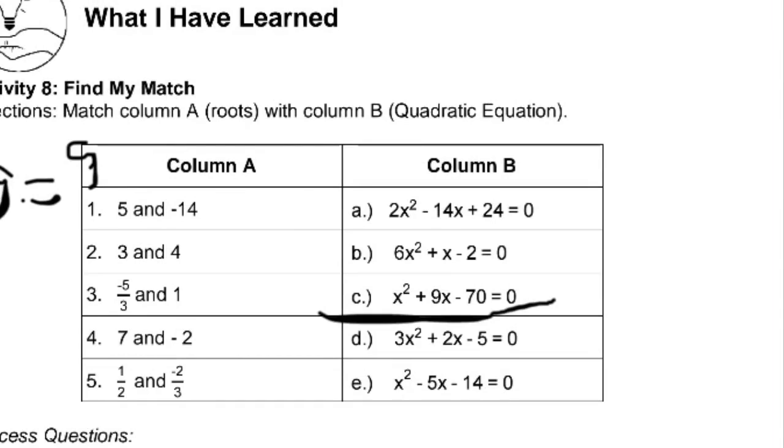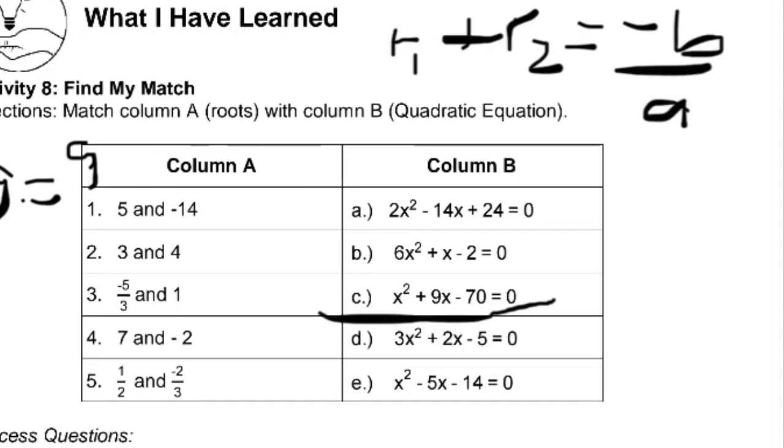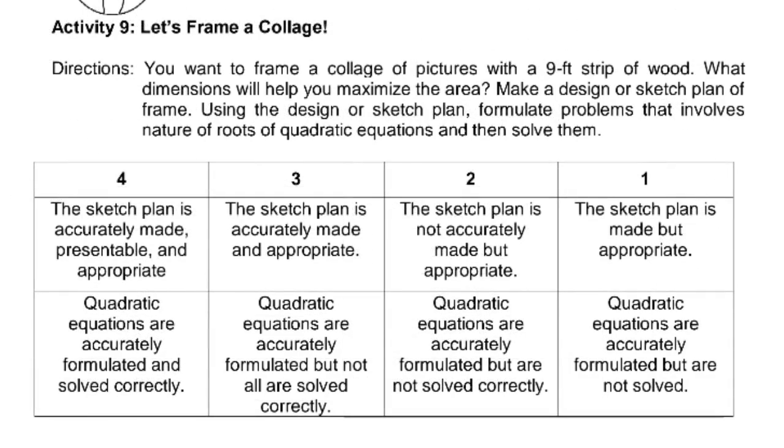So again, you're going to use here the sum, r sub 1 plus r sub 2 equals negative b over a, and the product is c over a. So in here you can find the values of a, b, and c to have the quadratic equation. Then activity 9, so just follow the directions on the activity.